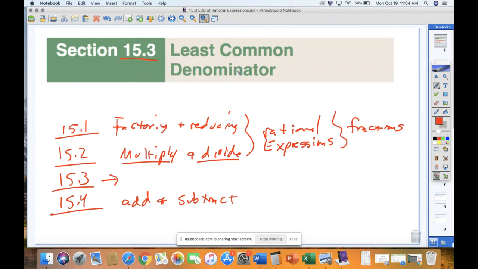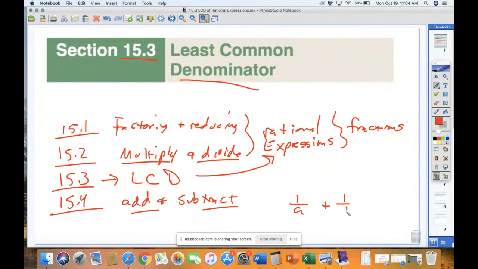So today what we're going to see is the least common denominator with rational expressions. What does it look like to find a least common denominator for rational expressions? Once we get comfortable with that, then we can add and subtract. So on Wednesday, we'll do the adding and subtracting. Today, we're just going to look at the least common denominator of these rational expressions. To add and subtract fractions, you have to have that common denominator.